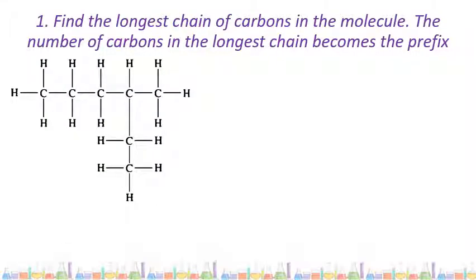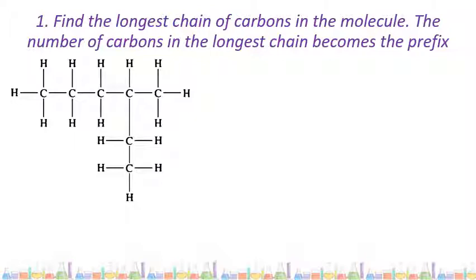Okay, here I've got a branched hydrocarbon and we need to name it. The first step is to find the longest chain of carbons in the molecule. The number of carbons becomes the prefix for the name. So we're looking for meth, eth, prop, but, pent, all of those. We're trying to figure out which one of those we've got.